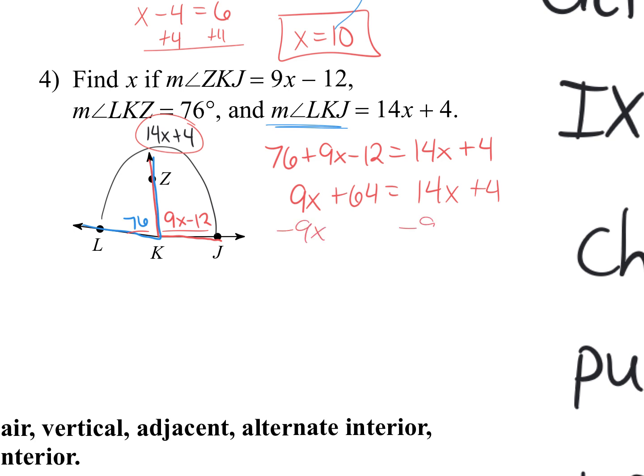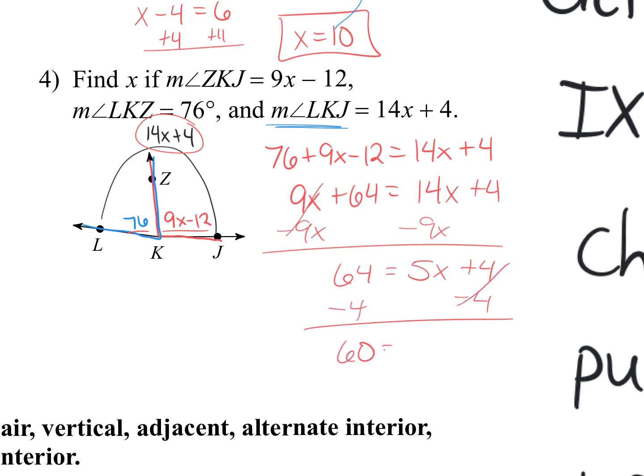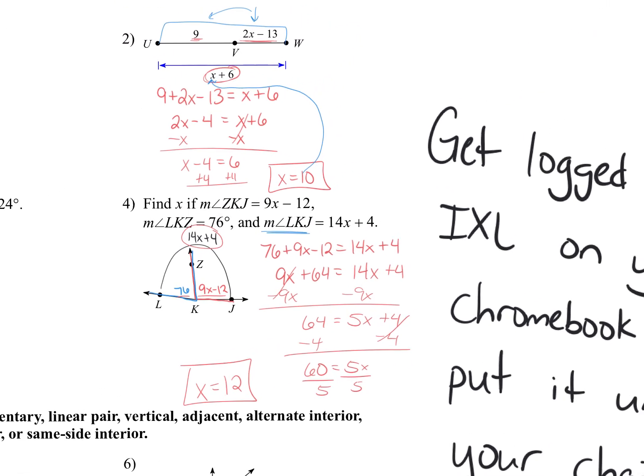Subtract 9x. So I have 64 equals 5x plus 4. And then subtract 4. 60 equals 5x. Divide by 5. What did you guys get for x? x equals 12. Good. Any questions on 2 or 4?